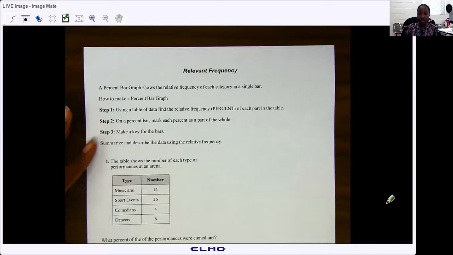All right, ladies and gentlemen, we are going to be talking about relative frequency today. You've actually had a little exposure to it earlier in the year with percents and changing from decimals and things of that nature. So that's coming back into play, and we're going to be creating percent bars. All right, so let's take a look at what you got to do. We're going to focus in on frequency tables today.